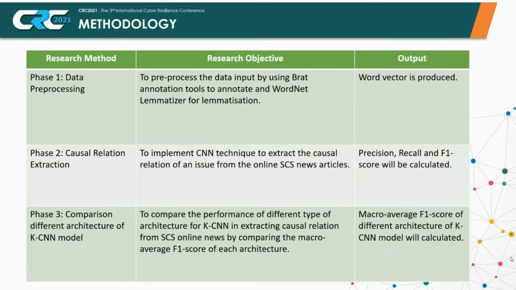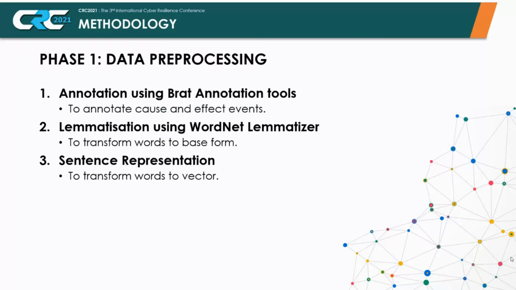For the methodology, there are three phases: phase 1, data pre-processing; phase 2, causal relation extraction; and lastly, the comparison of different architectures of the KCNN model. In phase 1, data pre-processing, we will annotate the cause and effect by using the brat annotation tool and also lemmatize using the WordNet lemmatizer. And lastly is the sentence representation to transform the words to vectors.